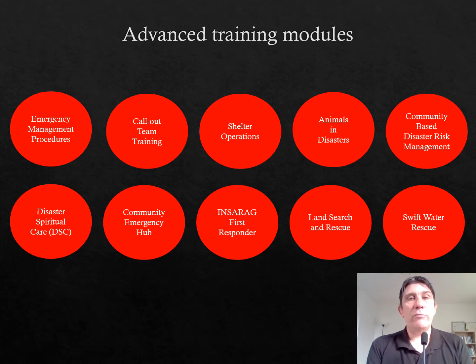Some teams may desire to receive disaster spiritual care and chaplaincy training, or they could be trained to operate a community emergency hub. In addition, further training could be offered in search and rescue, like the INSARAG first responder course, or land search and rescue, or even swift water rescue. And finally, the creation of a community-based disaster response team could be the initiative to begin a community-based disaster risk management program where a committee is formed and other mitigation and preparedness activities are taken out in the community.